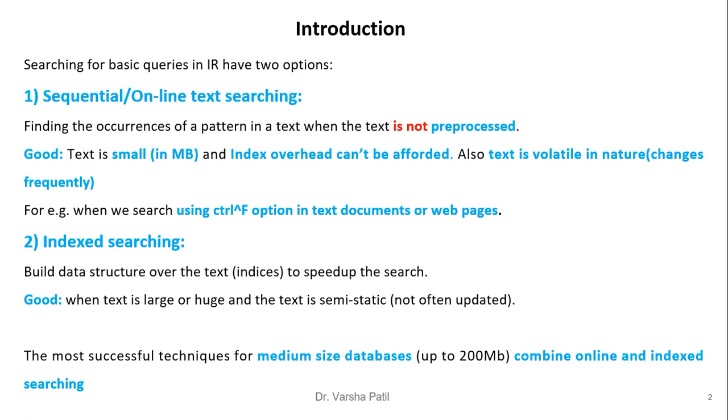online text searching. Second is index searching. It builds a data structure over the text to speed up the search. It is good when the text is large or huge and the text is semi-static in nature, because when the underlying text is changed, the index which is built on that text is going to be changed. The most successful technique for medium-sized databases is to combine online and index searching.